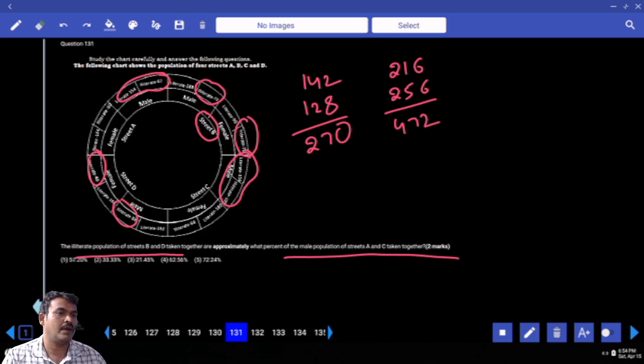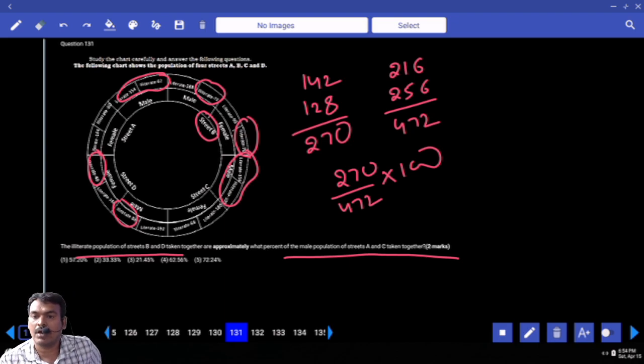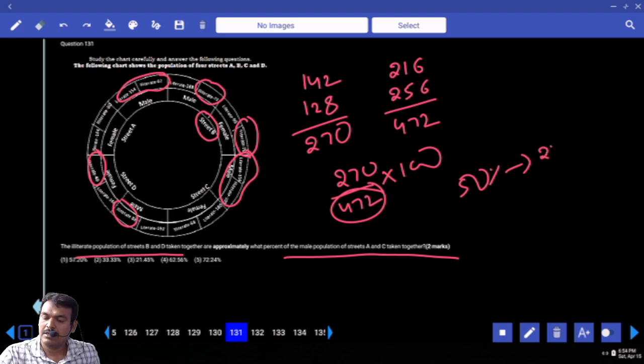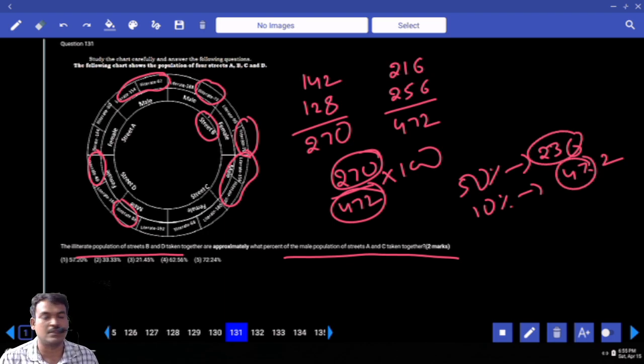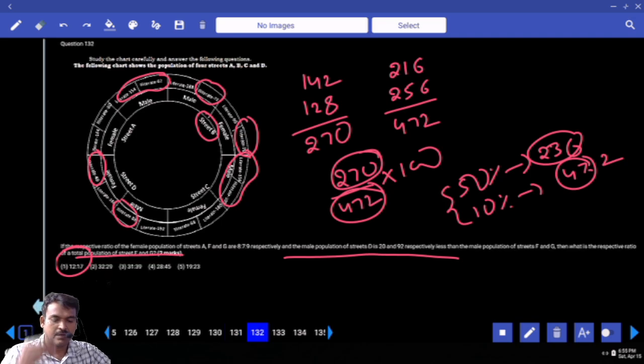472. And do we require approximate percentage or exact? Approximate. 270 upon which one? 472 multiplied by 100. Okay. What is the 50% of 470? 236. What is the numerator? 270. Is it more than 50% or less than 50%? More than 50%. What is the 10% of 472? 47.2, and 236 plus 47 means it is 283, and then the answer is in between 50 and 60. Which option? First option. And next, 132.